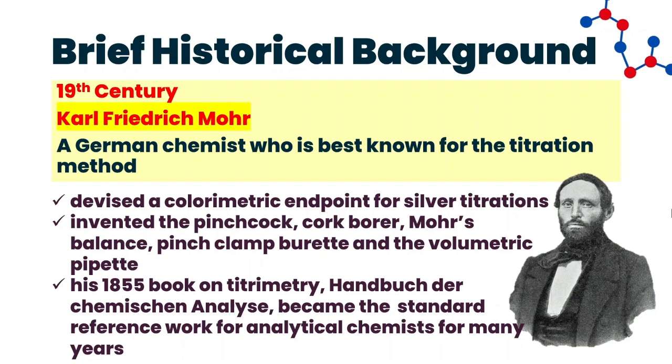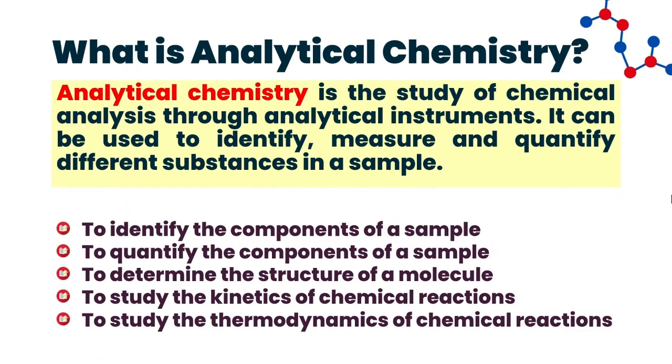So that's all for the brief historical background of analytical chemistry. Let's learn more about the subject, analytical chemistry. So, what is analytical chemistry? Analytical chemistry is the study of chemical analysis through analytical instruments. It can be used to identify, measure, and quantify different substances in a sample.